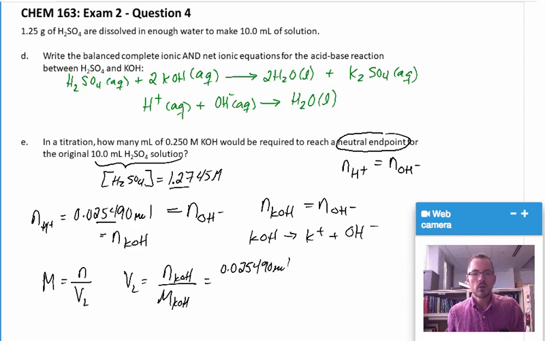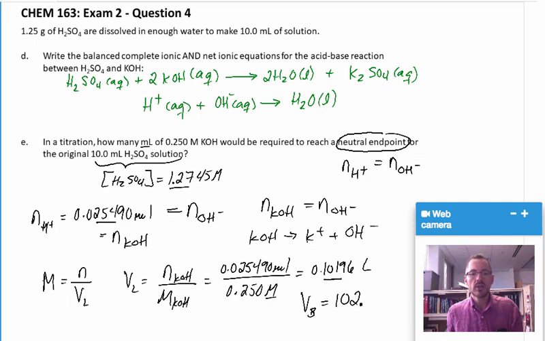So 0.025490 moles. Divide that by our molarity given of 0.250 molar, and this will give us a value of 0.10196 liters to 3 significant figures. But the answer was asking us for the volume in milliliters, so I can convert this and get my answer. My volume of our titration, or in this case our base, will equal 102 milliliters. 3 significant figures converted to milliliters.